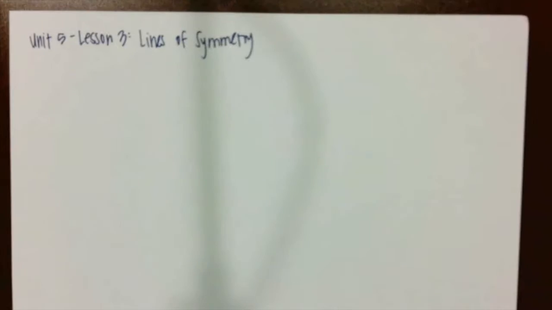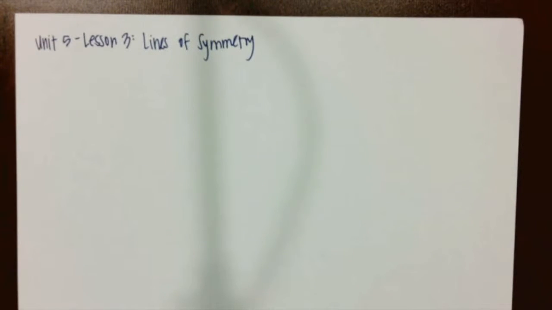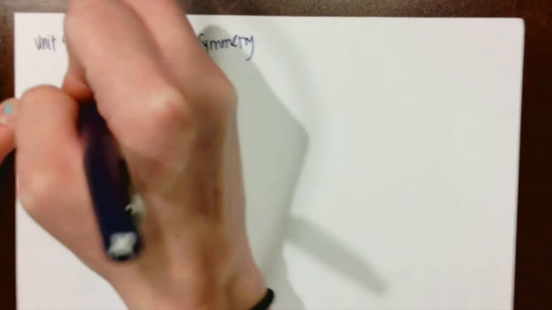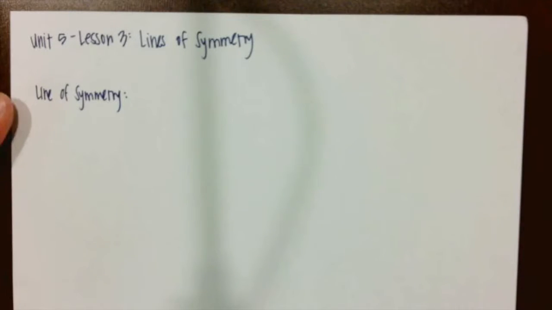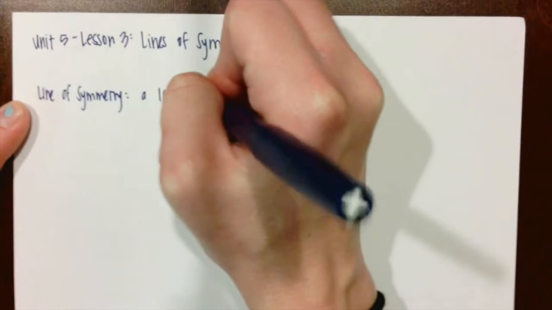This is Unit 5, Lesson 3, Lines of Symmetry. And we are going to be talking about the different lines of symmetry in different polygons and figuring out how many there are, and the different transformations that we can do on them. So let's start off with defining what a line of symmetry is. Well, a line of symmetry is a line separating a figure into two halves that are mirror images.